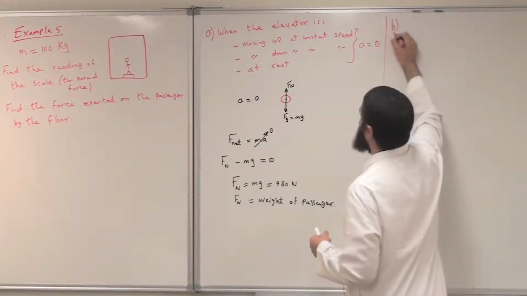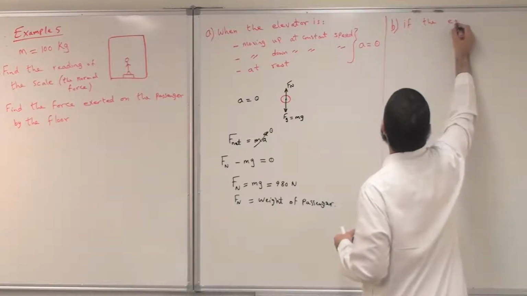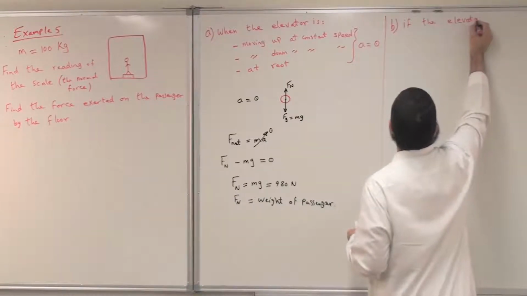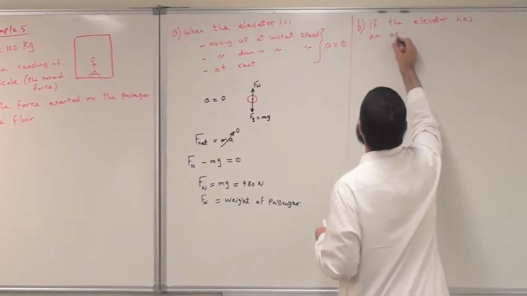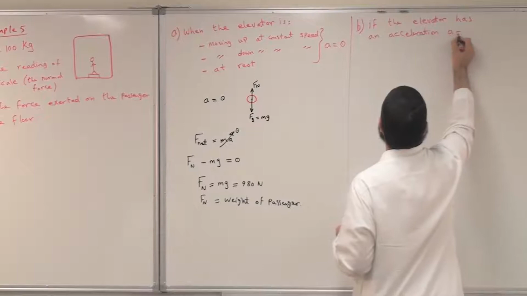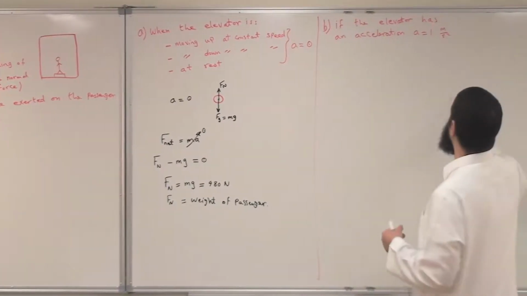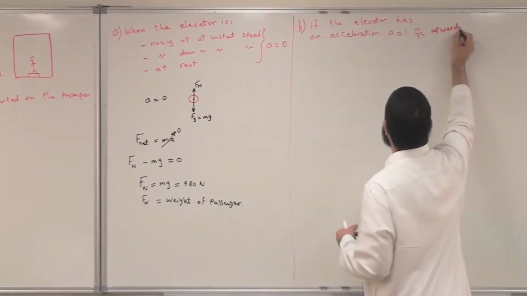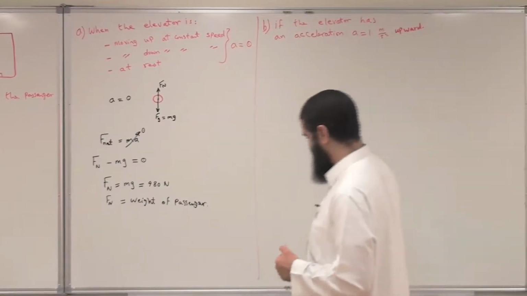Part B. If the elevator has an acceleration a equals 1 meter per second squared. This is the magnitude of the acceleration, and the direction is upward. Okay? We want to find what is the normal force on the passenger in this case.